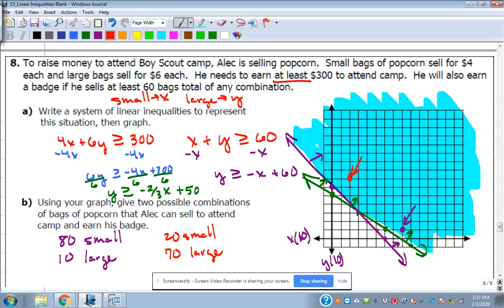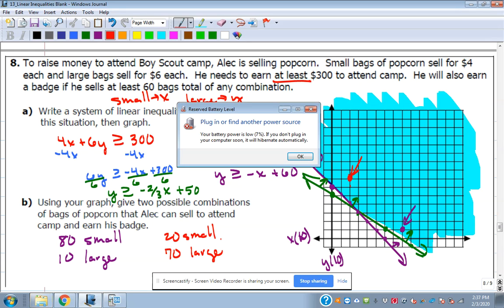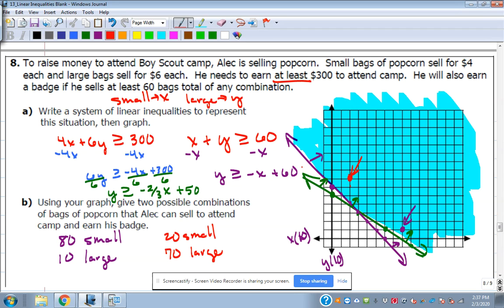Both of those are going to get us more than $300 total, but that's what we want, right? The least we wanted to make was 300 out of that. Yeah, I know. Battery's about dead. Okay.